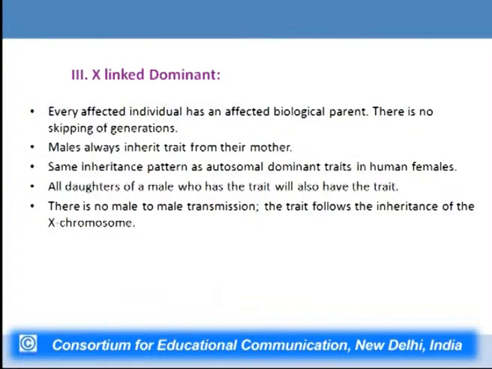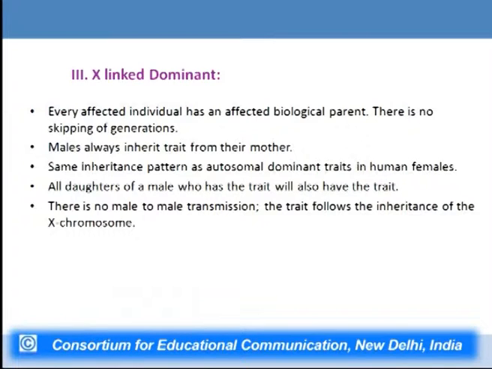Now I come to the third mode of inheritance, which is X-linked dominant inheritance. As the name suggests, this inheritance is linked to the X chromosome, and the trait shows when the allele is dominant. Any individual having a dominant allele will show this trait. So every affected individual in this mode of inheritance has an affected biological parent. There is no skipping of generations. Males always inherit the trait from their mother, because males always get X from their mother and Y from the father.